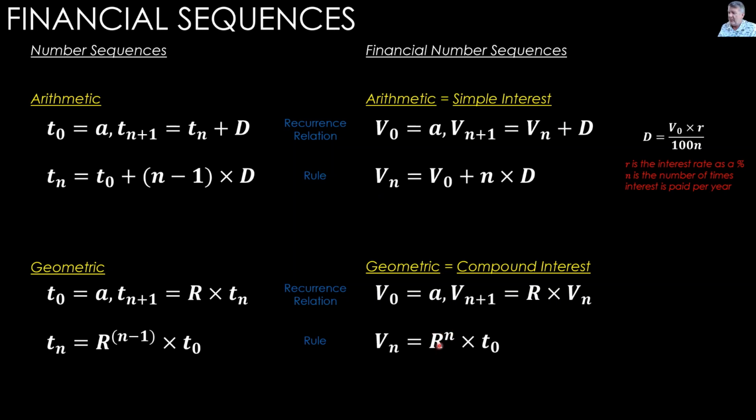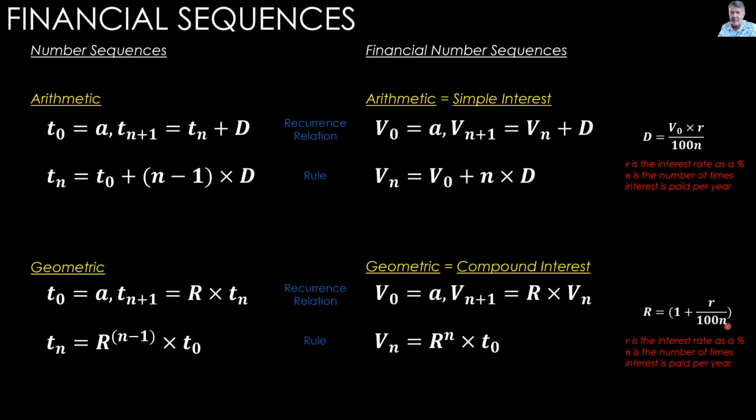Now, R we have to work out, just like we had to work out D up here. This R we don't know. You might be told it, you might be lucky, but if you're not told it, you have to work it out. So here's a formula. R equals 1 plus little r, the interest rate, over 100n, n being the number of times interest is paid per year.